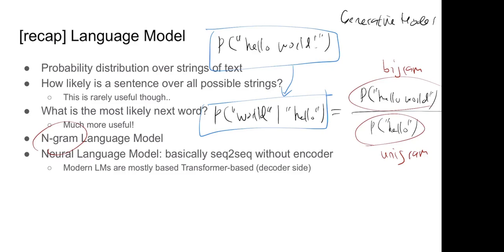The point here is that, of course, your sentence might be really long, right? So you might be guessing the next word. I'll give you an example. For instance, you have "hello world and school." In order to predict the probability of getting this word "school," a bigram language model only looks up to the word right before "school."